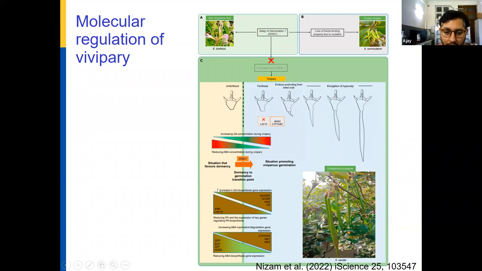So on the left is the situation that favors dormancy, and the right side is the situation which promotes viviparous germination. An increase in biosynthesis of GA is done by important genes like GA20OX, GA3OX, AAO gene, KS gene. And on the other side, there is a reduction of ABA and the expression of the key genes which are required for this ABA biosynthesis.